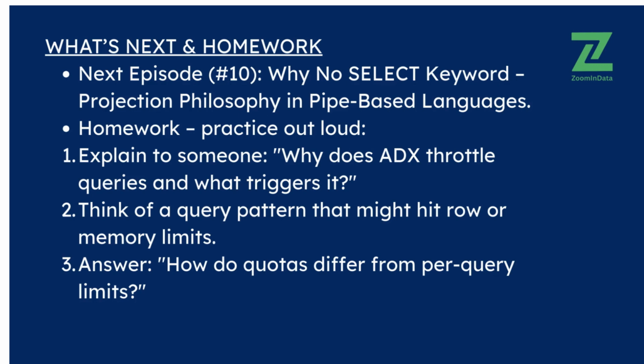Explain to someone or out loud, why does ADX throttle queries and what triggers it? Think of a query pattern that might hit row or memory limits. Answer this one. How do quotas differ from per query limits?